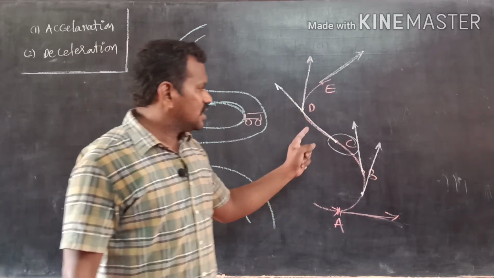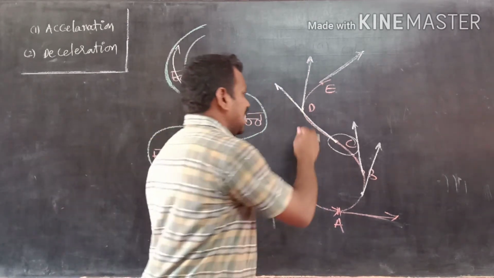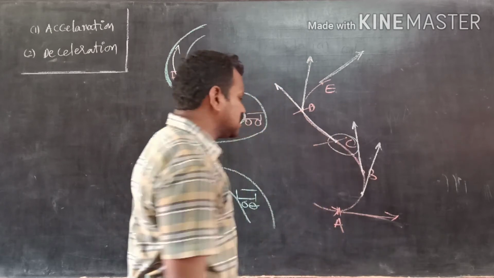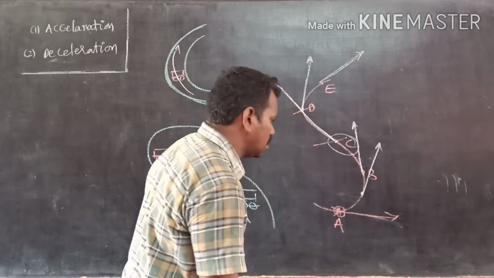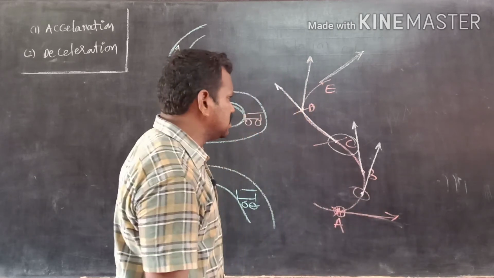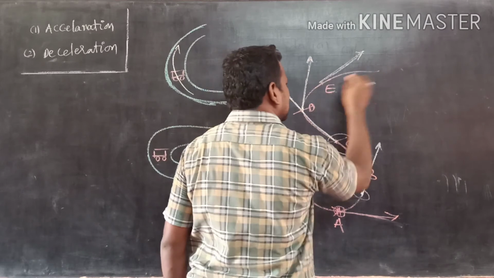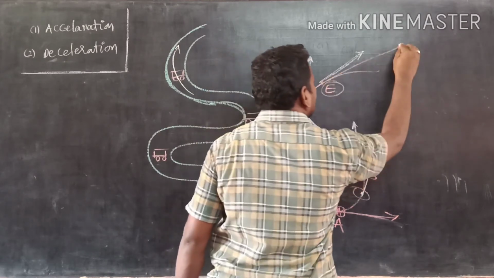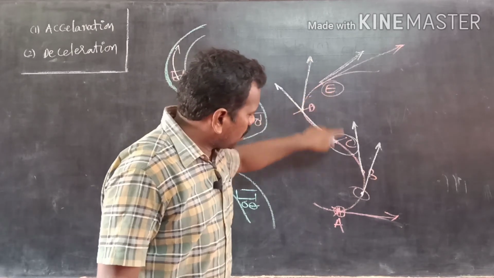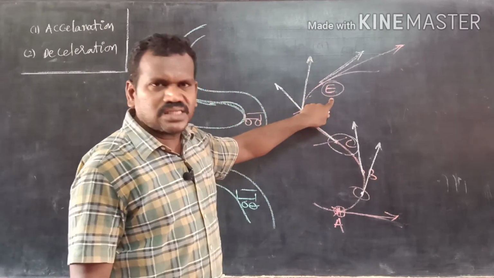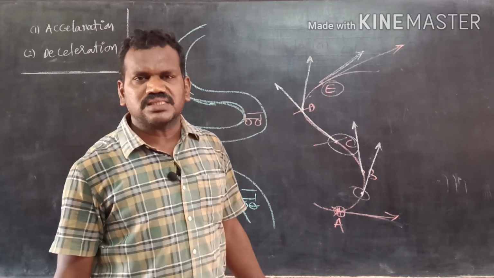This means whenever a body is in a curved path, the greatest length matters. If you observe here, the length of the tangent is small. Here also the length of the tangent is small. Here the length of the tangent is more. If the body is at E, here also the length of the tangent is more. Meaning at point C and at point E, the driver is applying more acceleration.